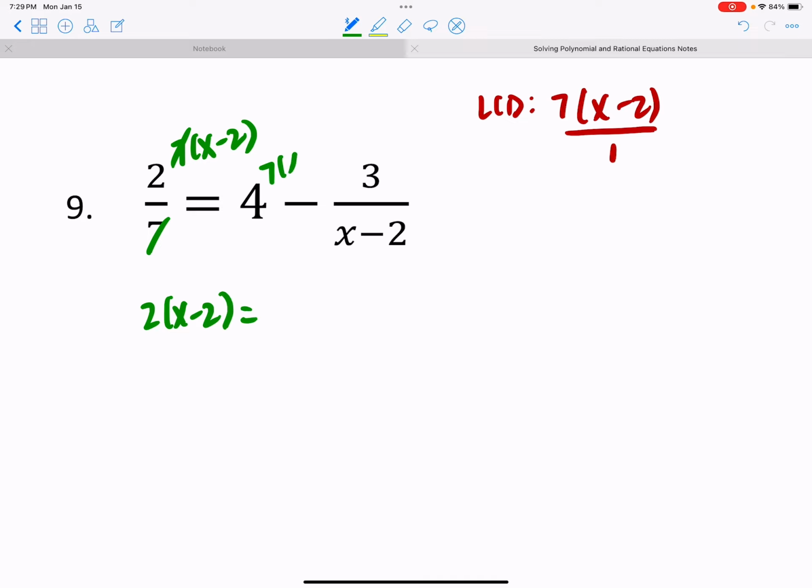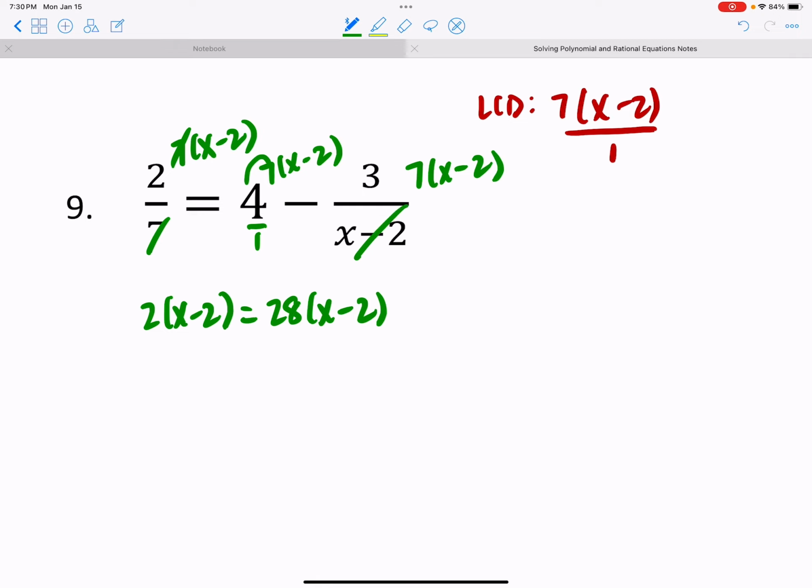Do the same thing here. Multiply by 7 and x minus 2. Now nothing reduces here, right, because the bottom of my fraction is just a 1. So 4 times 7 is going to make 28 in front of my x minus 2. And then I'm going to do this again one more time here. 7 times x minus 2.